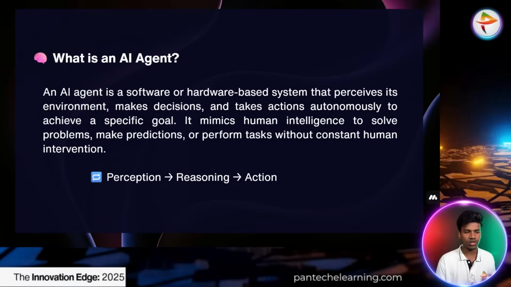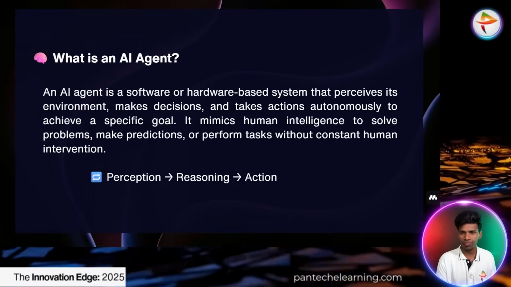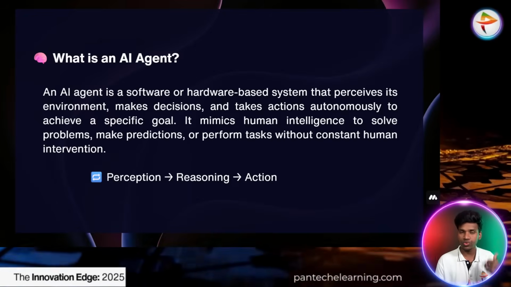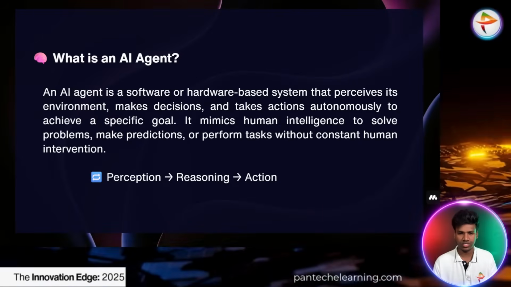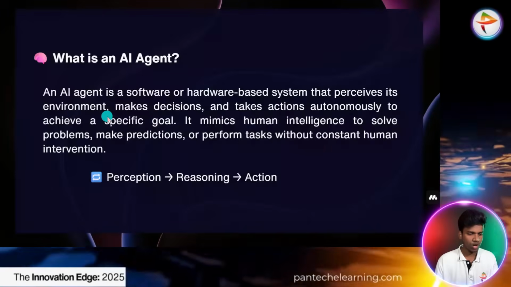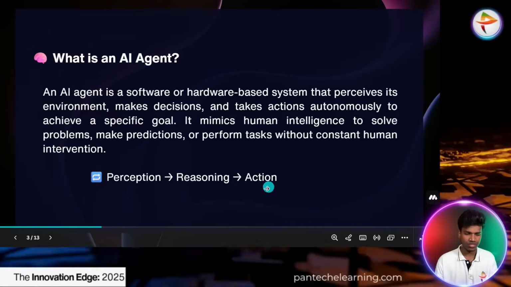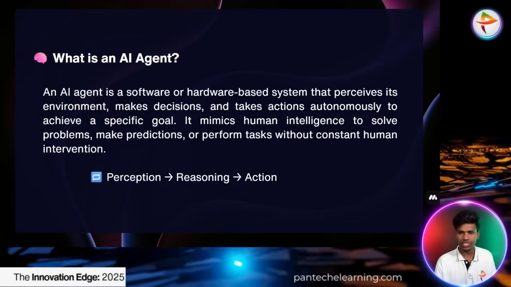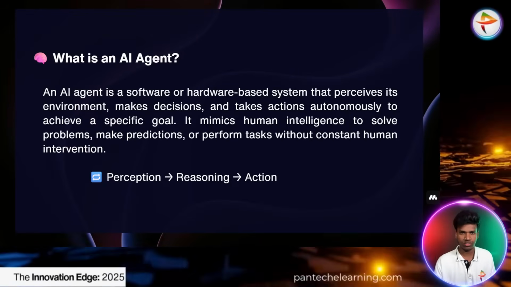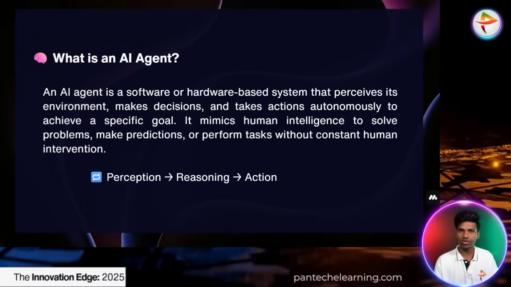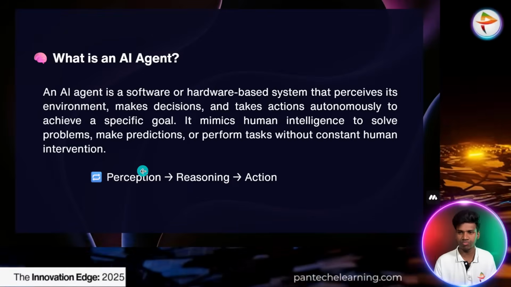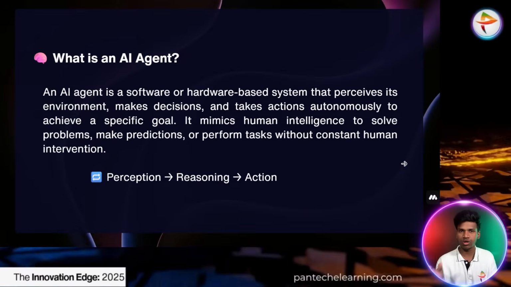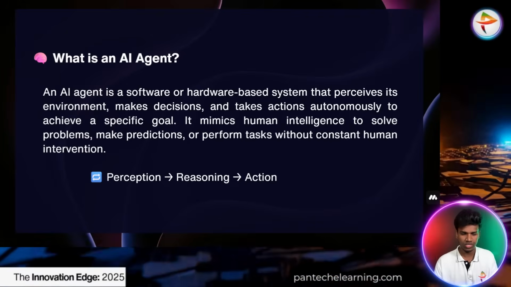We already know what an AI agent is. Based on the environment and decisions, it automatically does its work. It works through perception, reasoning, and action. It first listens, then thinks, and finally executes the process, automatically without human interaction. That is an AI agent, which in technical terms is autonomous.